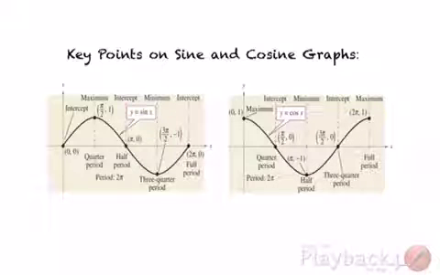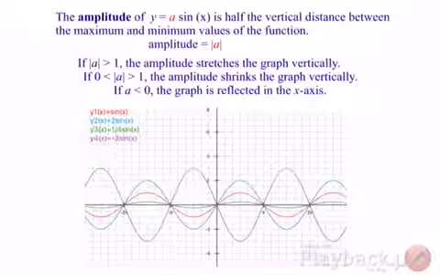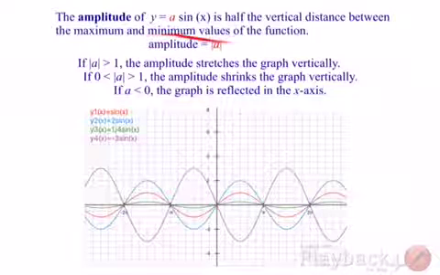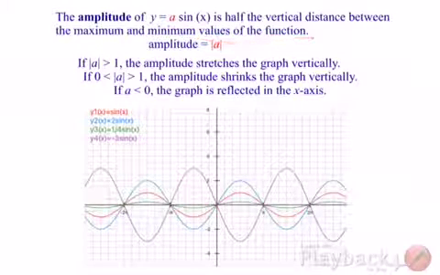And we can also remember that the max is going to be 1 and the min is going to be -1, which means they've got a total amplitude of 1. Okay, and it's the same for the cos. The amplitude of y equals a sine x is half the vertical distance between the maximum and minimum values of the function. So the amplitude is the absolute value of your a.